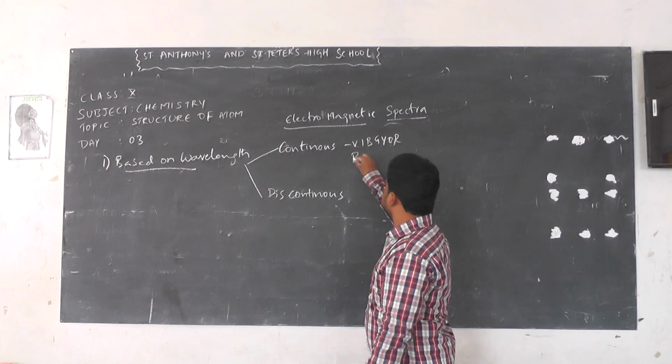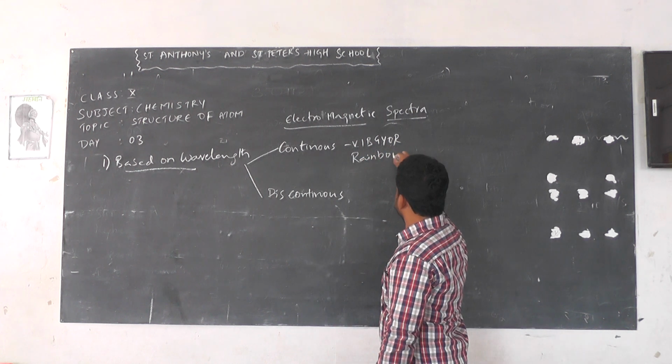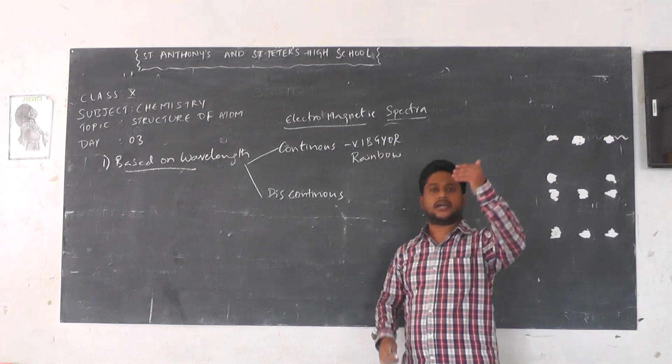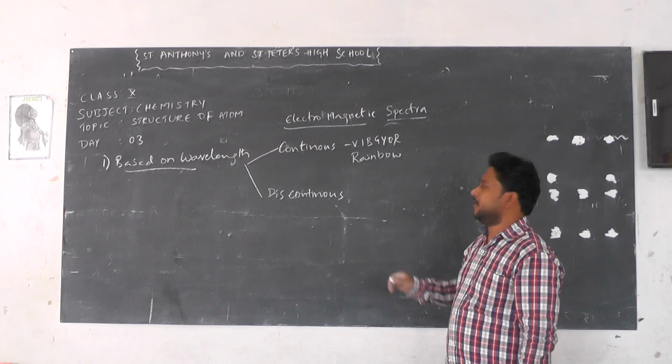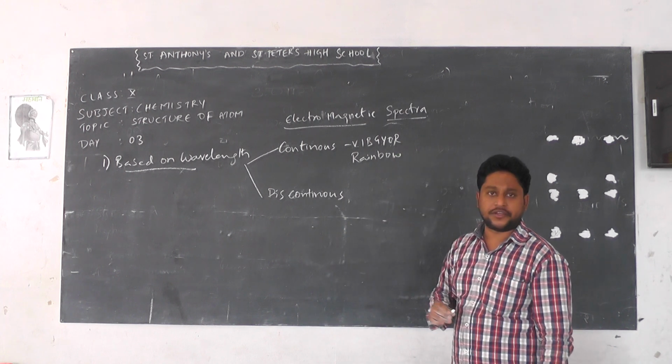Example: rainbow, VIBGR. Right? There is no gap. All the colors are merged together. There is no gap in between. That is an example of the continuous spectra.